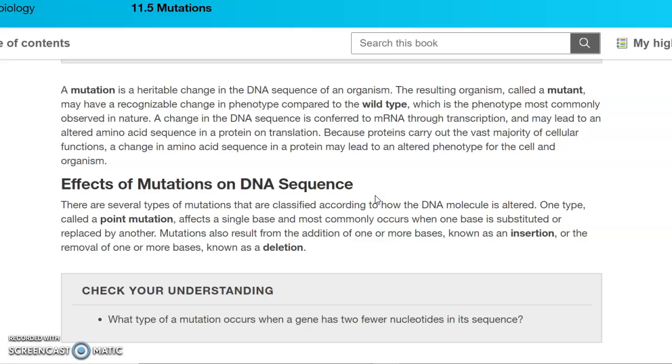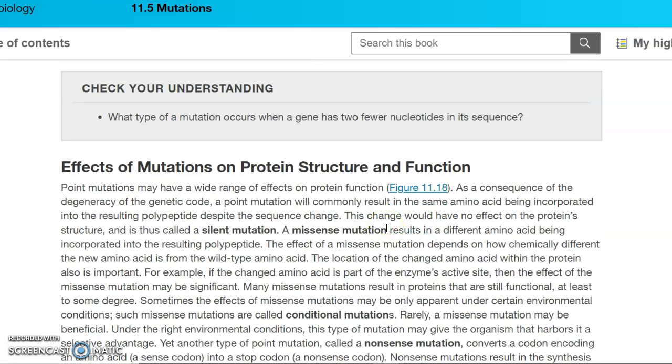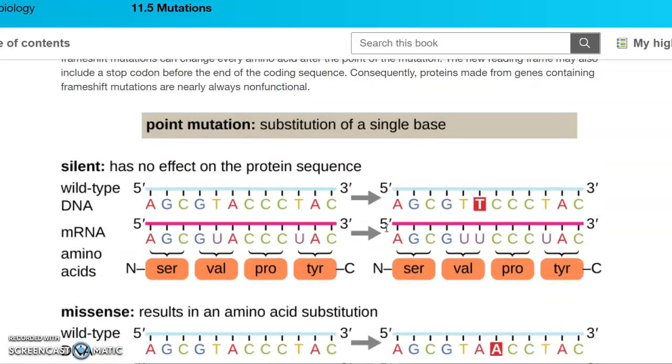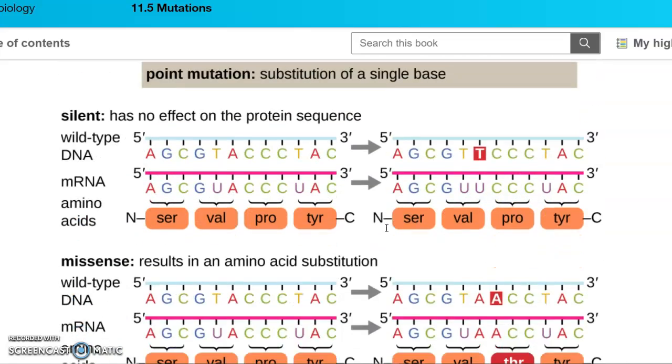When we look at mutations, there are several different types. We have point mutations that affect a single base, and then we can have these frame shift mutations that can involve insertions or deletions. So if we look at some of these.